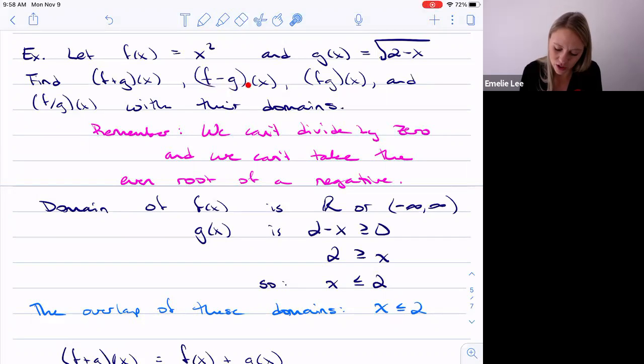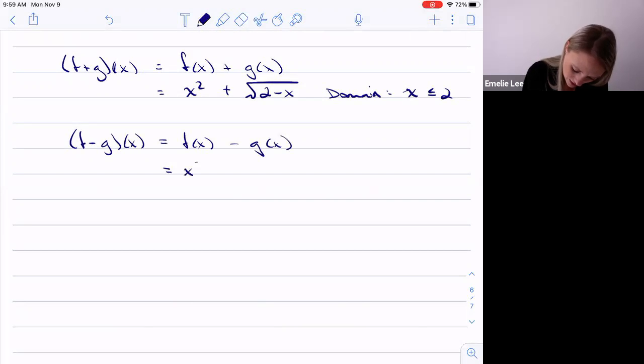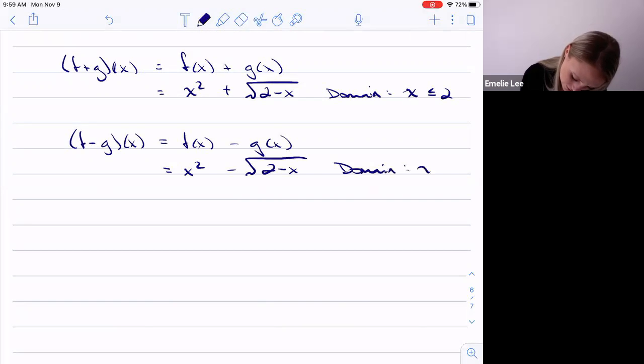Let's do f minus g of x. F minus g of x is f of x minus g of x, which is going to be x squared minus the root of 2 minus x. And again, the domain is that x has to be less than or equal to 2.